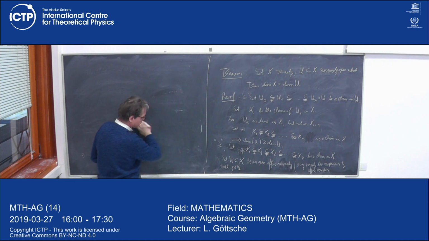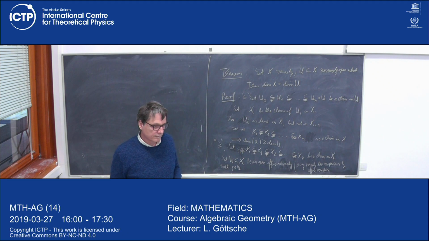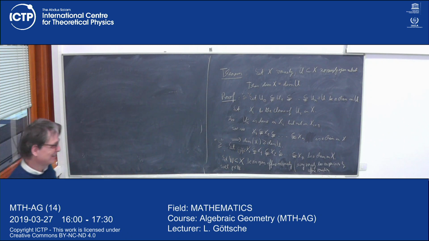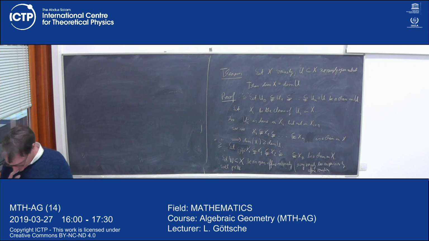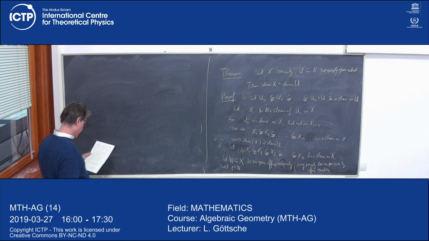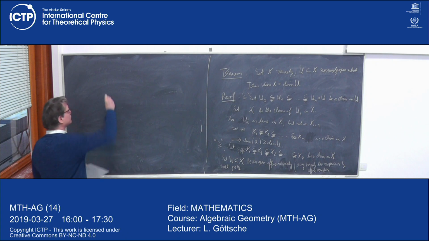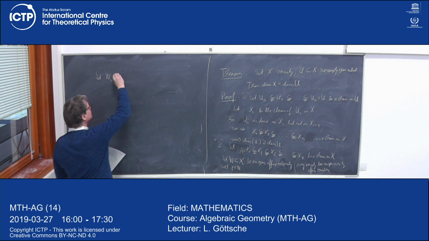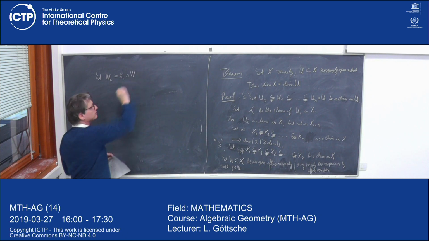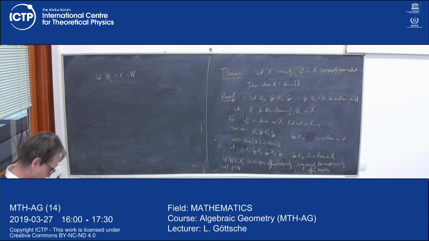I have a question regarding the argument you mentioned. Even if all of them intersect U, why can't it happen that after intersection they collapse, they become the same thing? Well, that we will see now, because now we have to make that argument. Okay. So we put Wi equal to Xi intersected with W for all i.